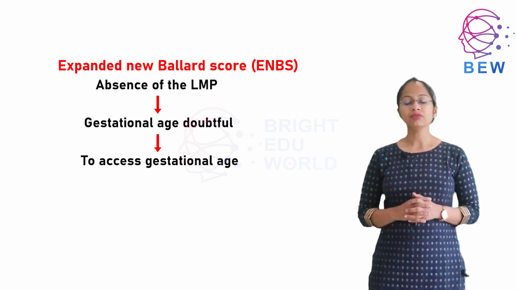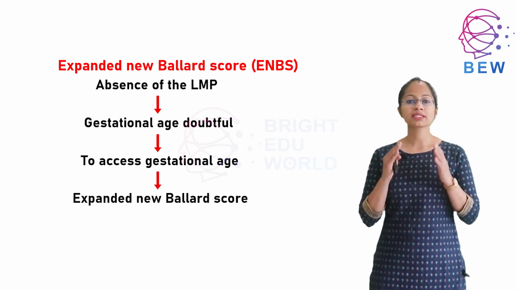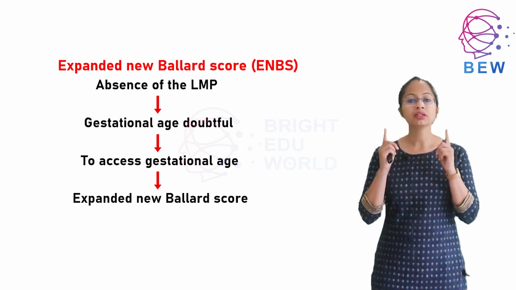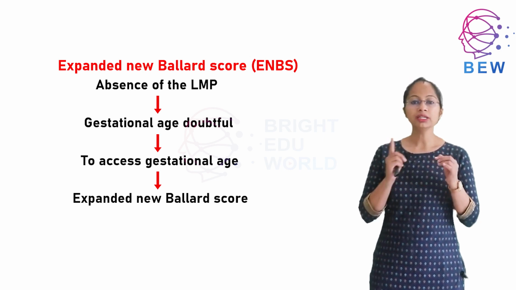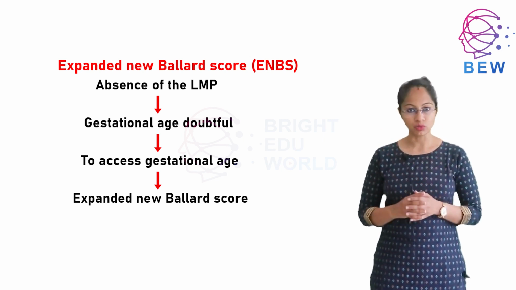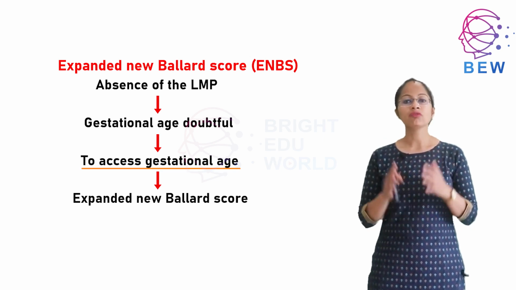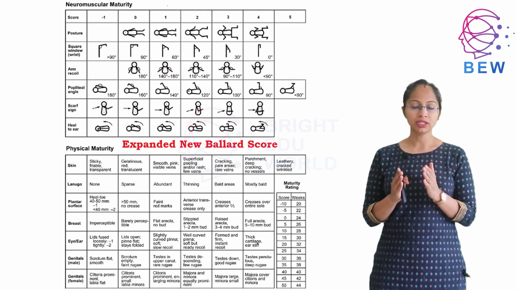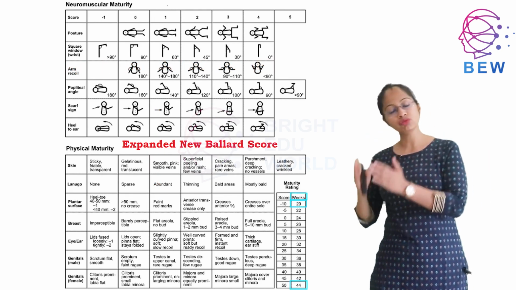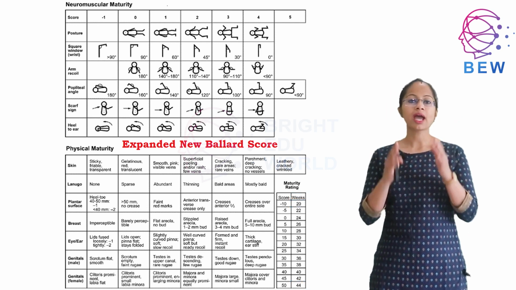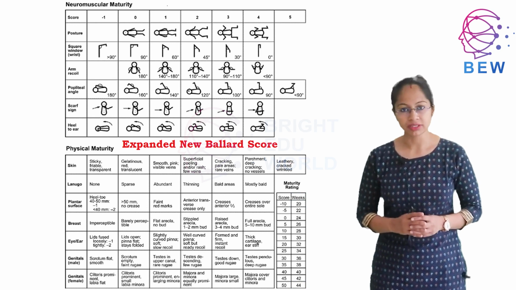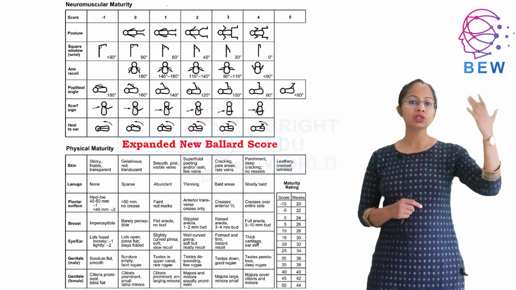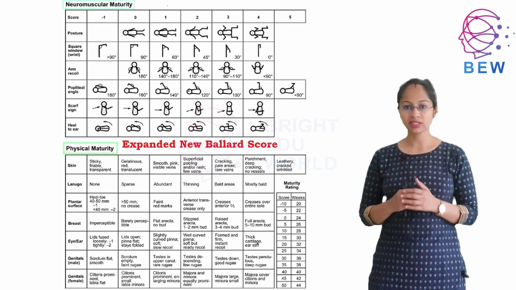For it we have a score known as the Expanded New Ballard Score, ENBS. This is the score which helps in assessment of the gestational age of a newborn. It assesses gestational age from 20 weeks to 44 weeks, and the accuracy is plus or minus 2 weeks. In this score there are two components: first is neuromuscular maturity and second is physical maturity.